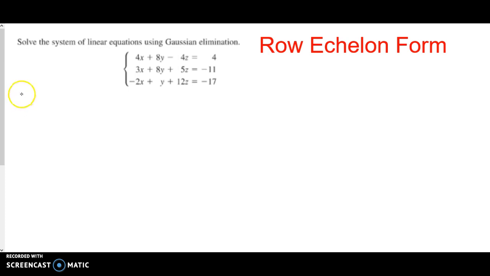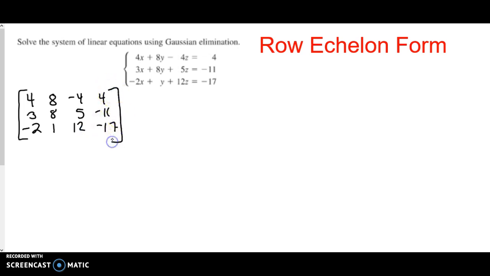So first, I'm going to go ahead and write this in augmented matrix form. So I get 4, 8, negative 4, 4, 3, 8, 5, negative 11, and negative 2, 1, 12, negative 17. So I'm going to highlight the things in yellow to be the values that I want to make 0. And I'm going to highlight in green the values that I want to make 1.